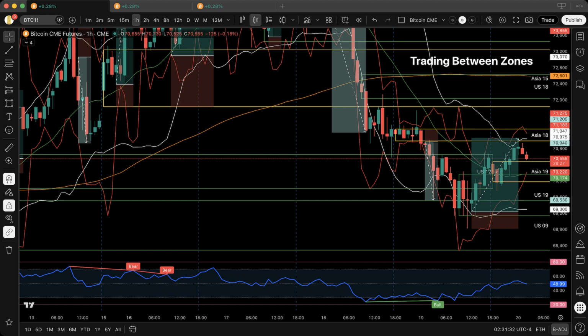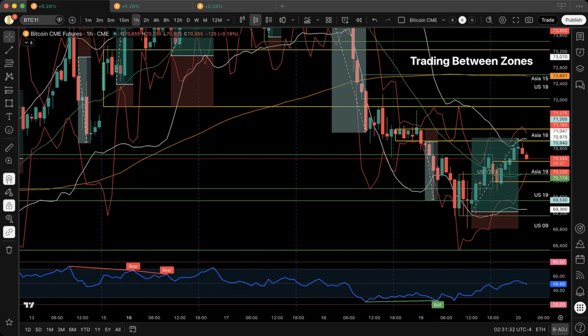Not because it is resistance in a traditional sense, but because structure has already rejected continuation there. So execution shifts. Instead of buying breakouts, you wait for failure at the boundary. If price reaches that boundary and fails again, then short execution becomes valid.